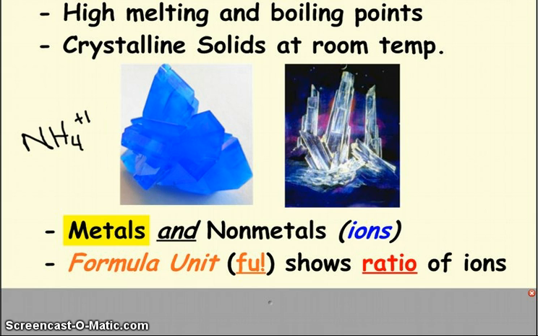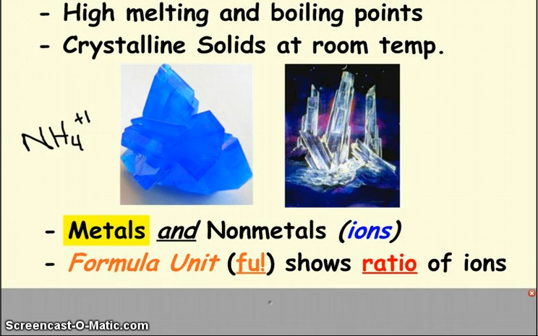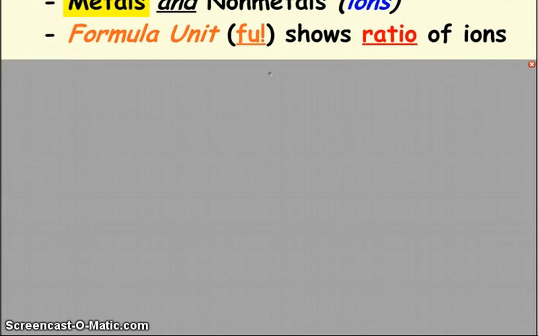But as a general rule of thumb, we need to see a metal and a nonmetal. So any formula that has a metal and a nonmetal is representative of an ionic compound. And again, these formulas are a formula unit showing us the ratio of the ions, not the exact number of atoms in the molecule, which is what we'll see here with molecular compounds.